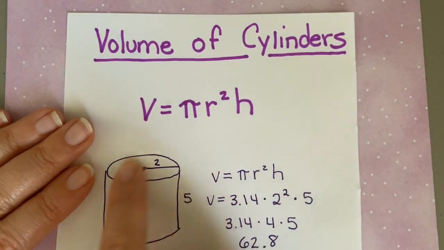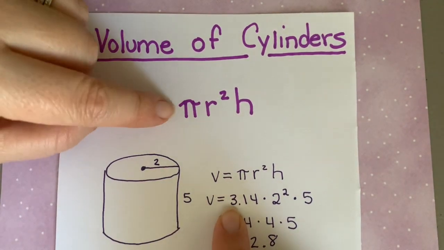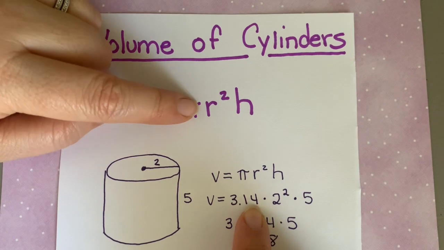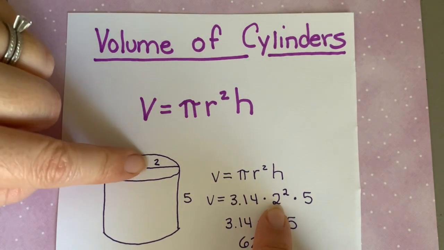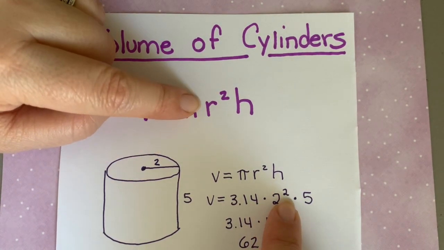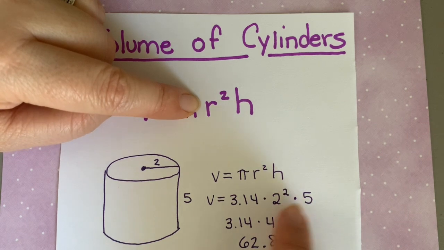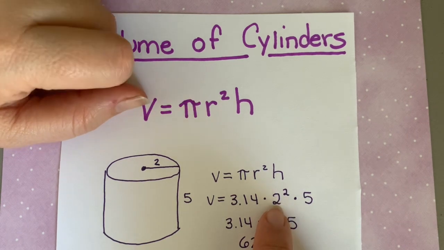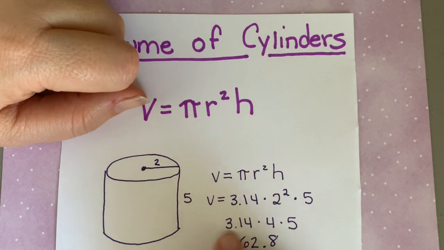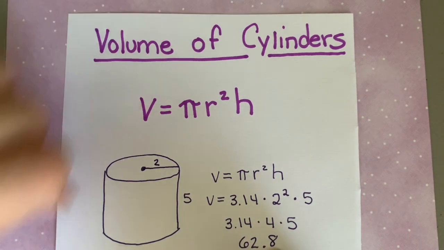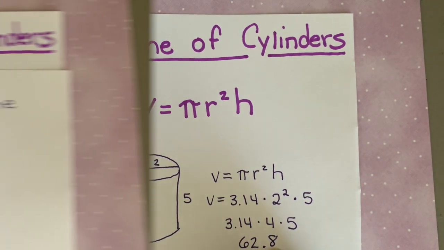So in this example, the volume would be pi, or 3.14, times your radius, which is right here, squared, times 5. So remember, radius squared would be 2 times 2, which is 4. You multiply all those together and you get 62.8.